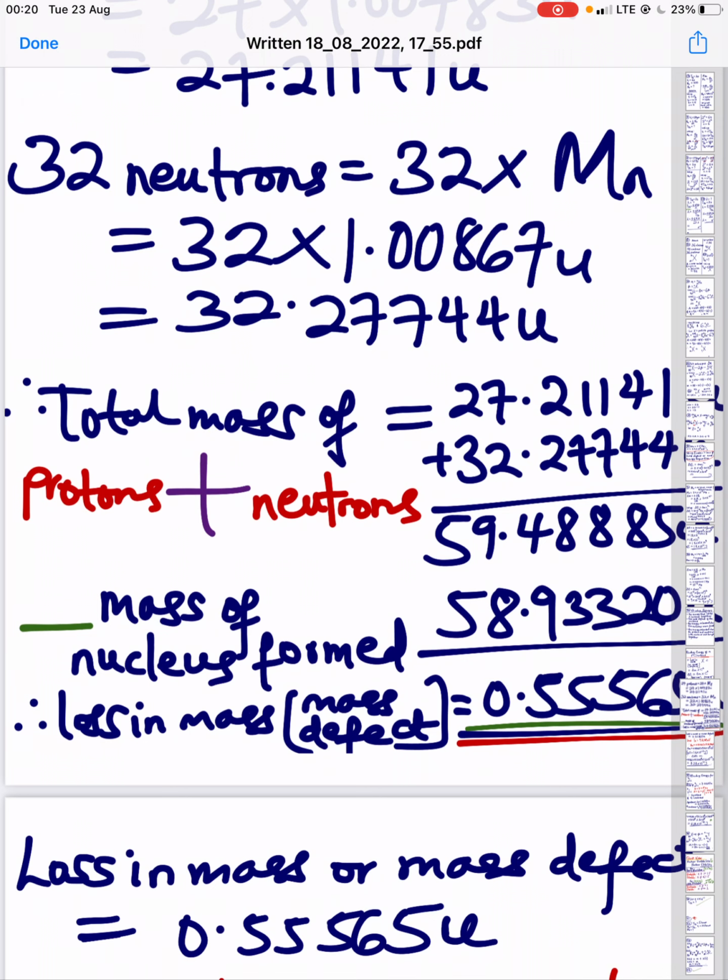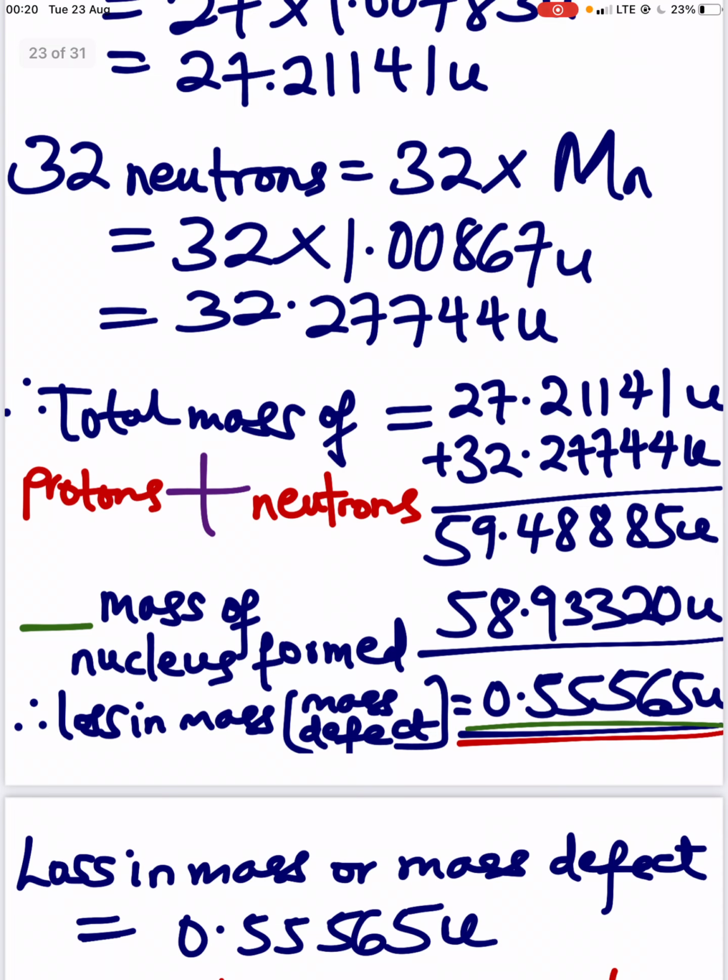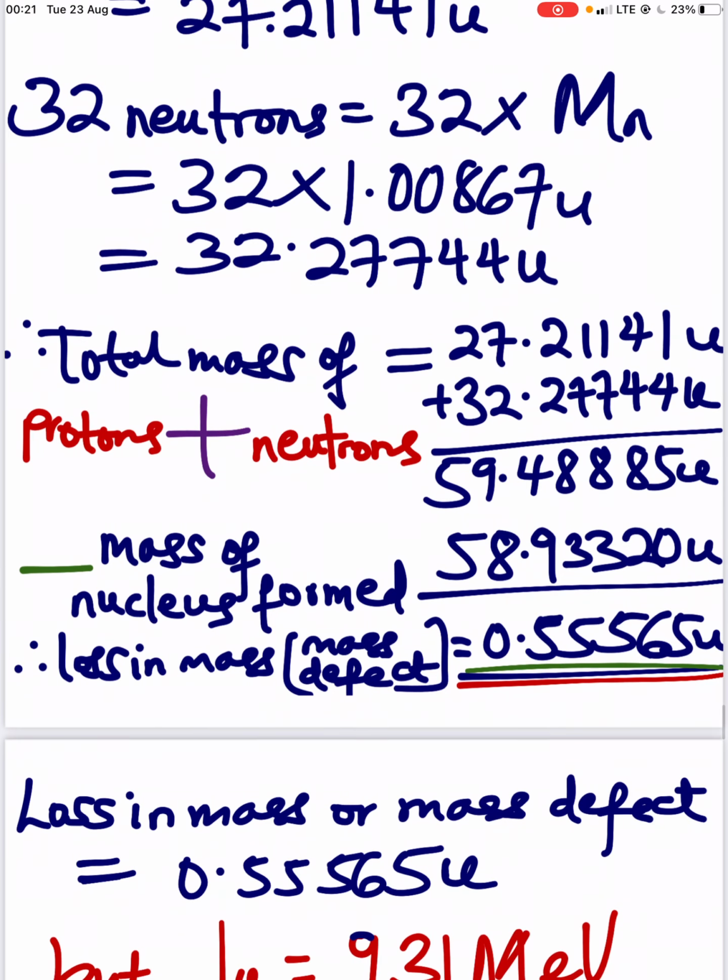So the total mass of protons plus neutrons present in that cobalt will be 27.21141 atomic mass units, or U, plus 32.27744 U. So now the total mass of those protons and neutrons will be 59.48885 U. This mass is greater than the 58.93320 U, which was given as the mass of the cobalt nucleus formed.